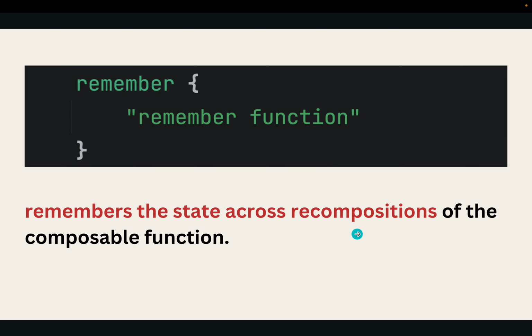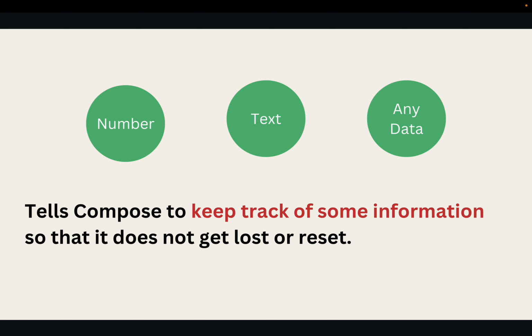Today we will be learning about the remember function in Jetpack Compose. The remember function is used to remember the state across recomposition of the composable function. In simpler terms, it is telling Compose to keep track of some information like a number, a text, or any piece of data so it doesn't get lost or reset every time the app updates the screen.